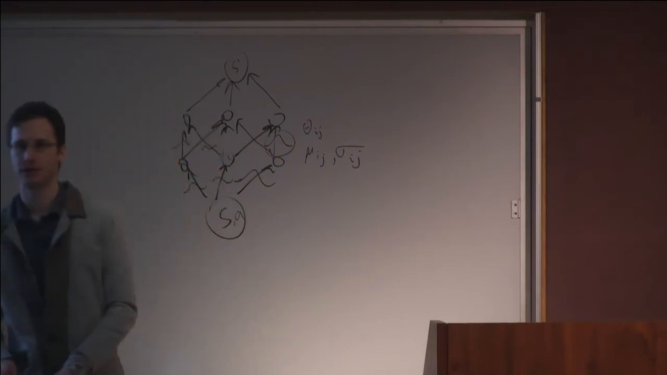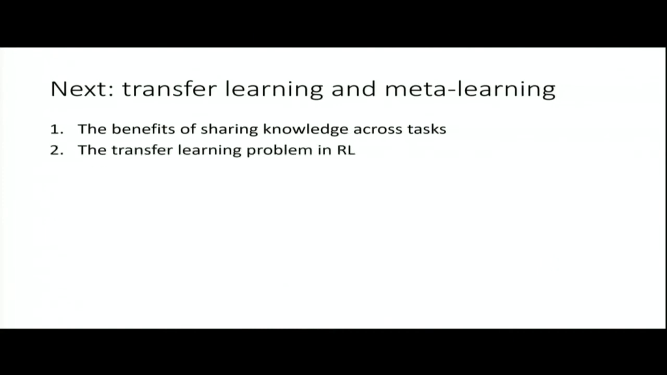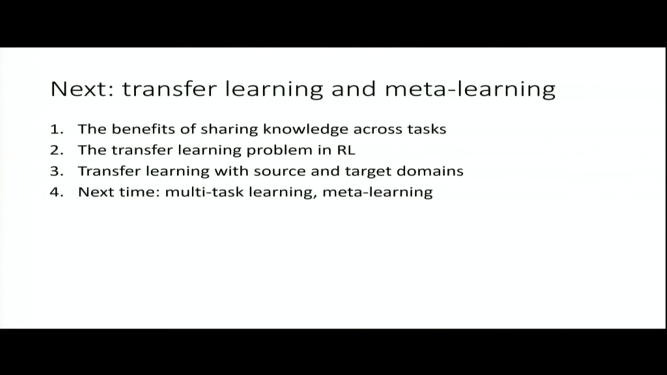All right, let's continue. So in the second half of today's lecture, I'll start talking about transfer learning, and then we'll wrap this up next week. In transfer learning, we're going to look at the benefit of sharing knowledge across tasks. We'll talk about the transfer problem in reinforcement learning, and transfer learning with a single source and target domain. And then next time, we'll also discuss multitask learning and meta learning.